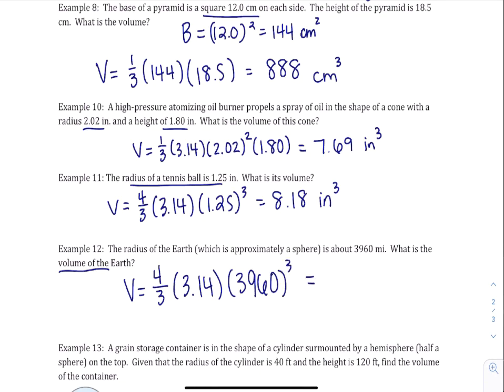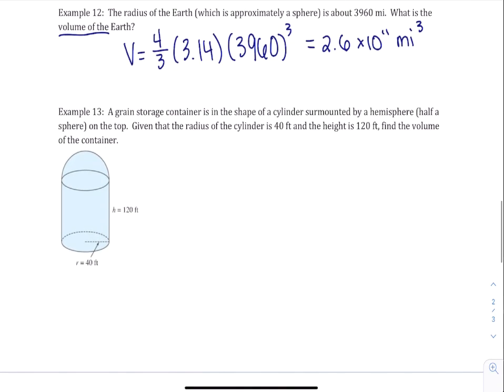So evaluate this, and you're going to get a giant number. It'll probably be in scientific notation. My calculator gave me 2.5998, so I'm going to make that 2.6 and then E11. So it's 2.6 times 10 to the 11 when you get a number like that on your calculator, and that's in cubic miles.